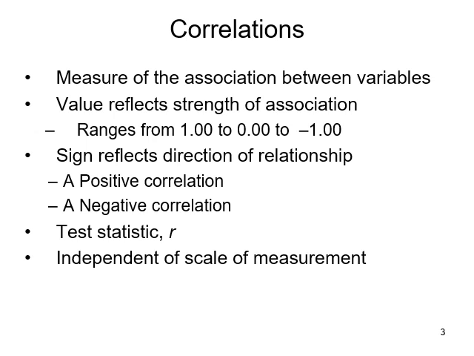So the sign reflects the direction. Negative is a negative correlation, which means as one variable goes up, the other one goes down. Positive is a positive correlation. As one variable goes up, the other one goes up as well.